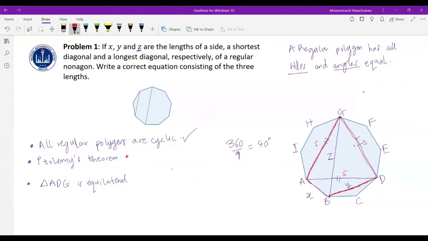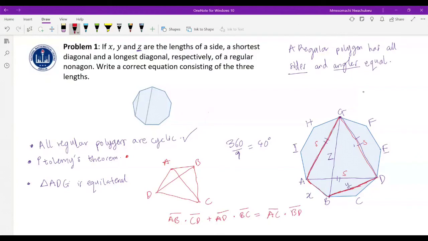So what does Ptolemy's theorem state? If you have a cyclic quadrilateral ABCD, the sum of the products of the opposite sides, so AB times CD plus AD times BC, is equal to the product of the diagonals, so that's AC times BD.